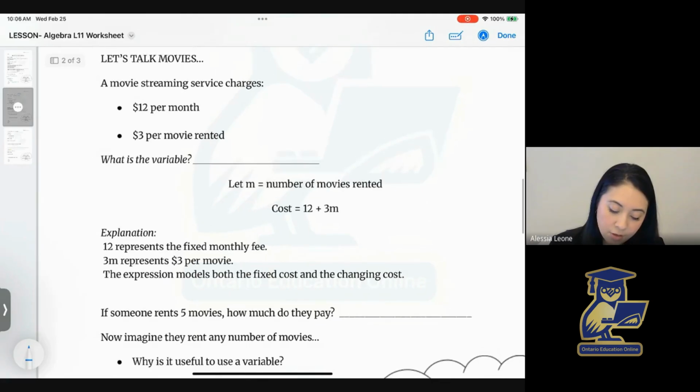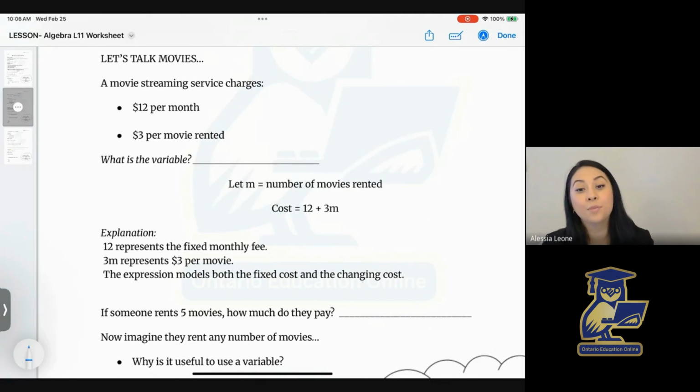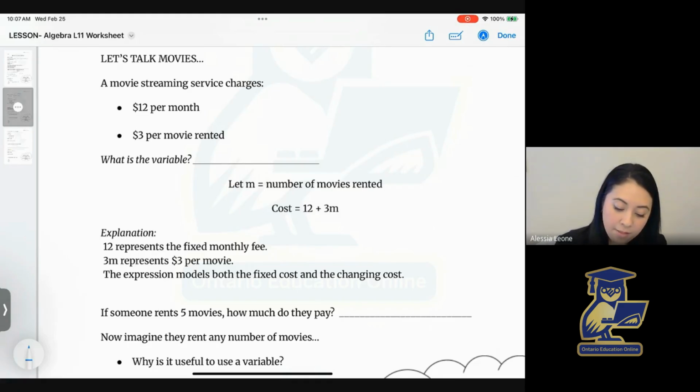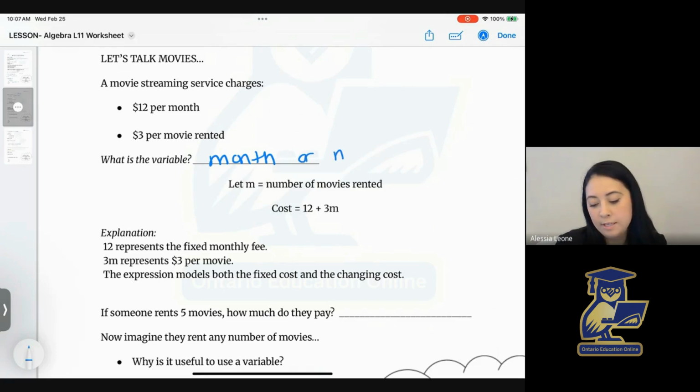Here's a little word problem. Let's talk movies. So a movie streaming service, we all love a good movie streaming service. So this one is charging $12 a month per month and $3 per movie rented. What is the variable here? Is it the month or is it the movie? Which one is the variable?